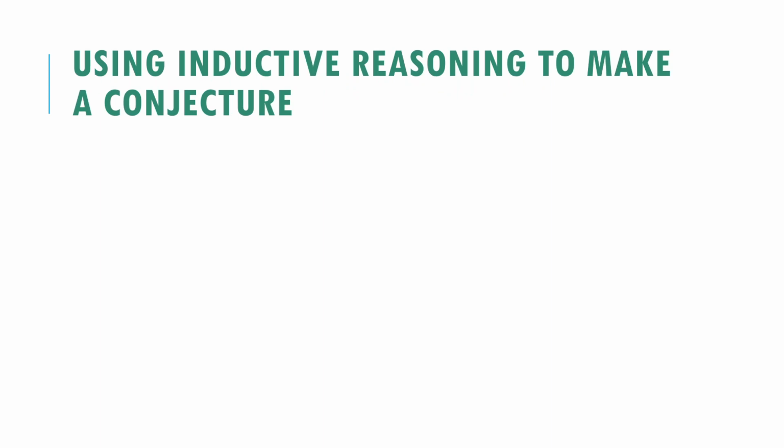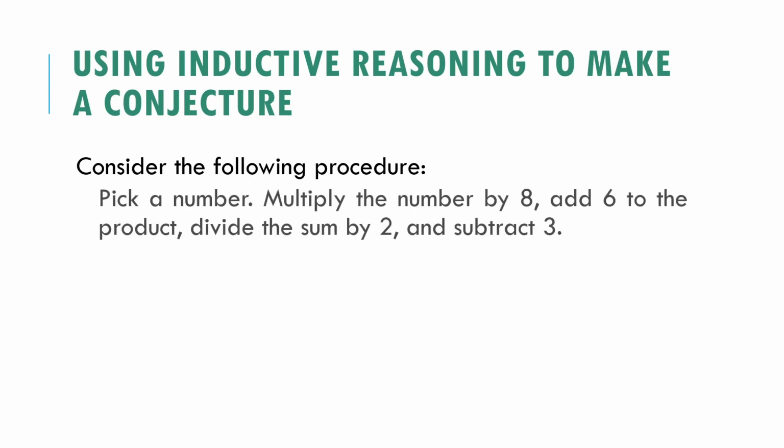Again, when we use inductive reasoning, we use specific examples. Rather, we examine specific examples to draw out a general conclusion. So now we have here a procedure that says that we have to pick a number, multiply the number by 8, add 6 to the product, divide the sum by 2, and subtract it by 3. Now again, when we use inductive reasoning, we need to have specific examples. So the first step of our procedure of picking a number, we have to pick a specific number.